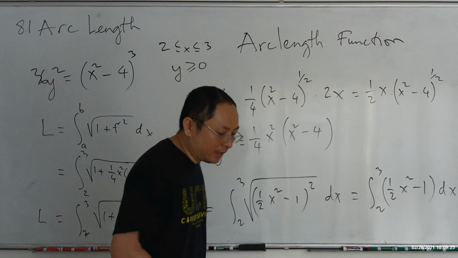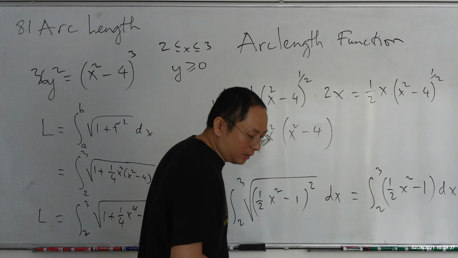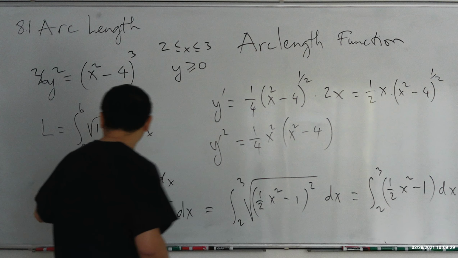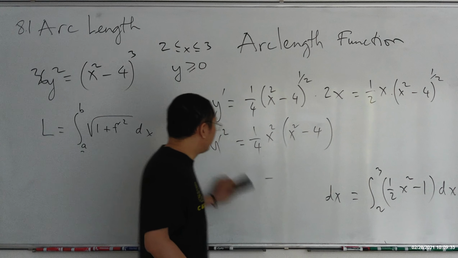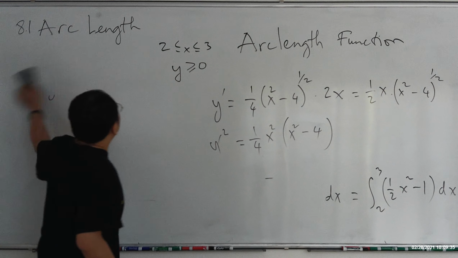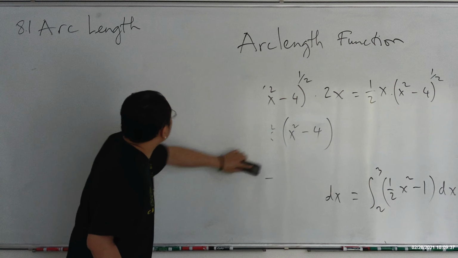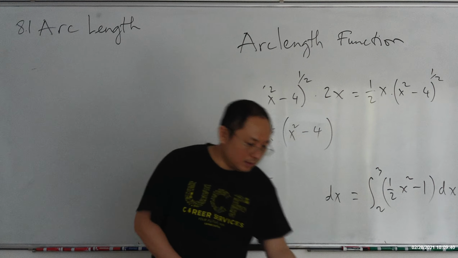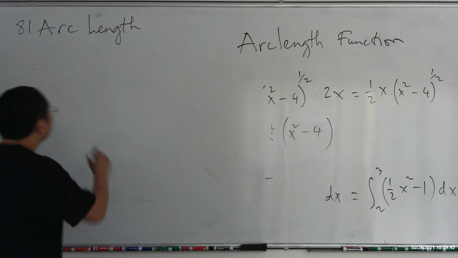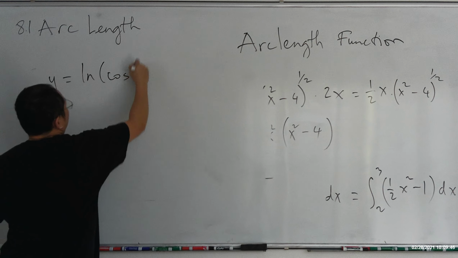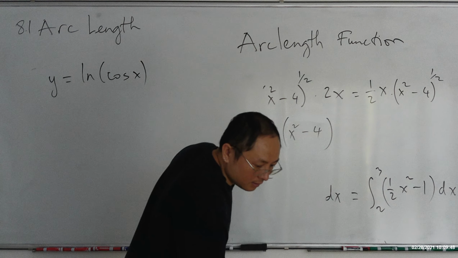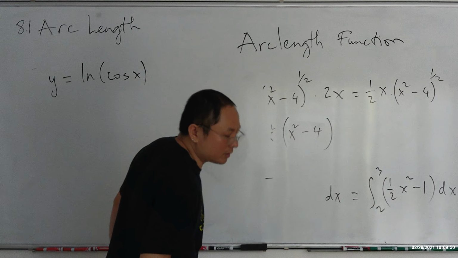So let me try another one. This thing involving sine or cosine, a trig function. See how it goes. I just choose a problem from the book. Okay. y equals ln of cosine of x, where x runs from 0 to pi over 3.